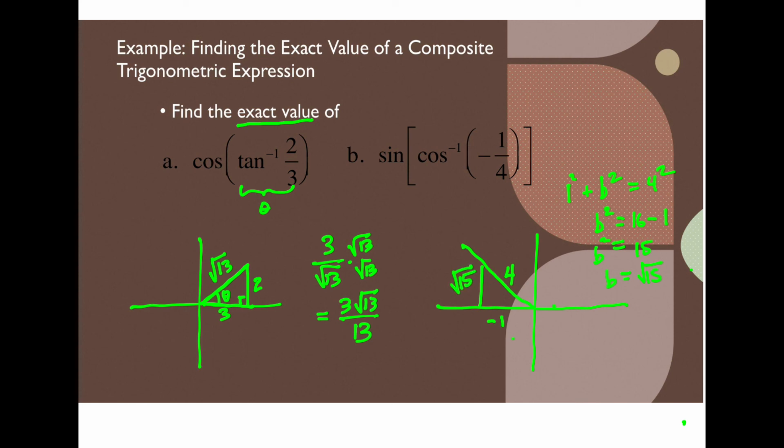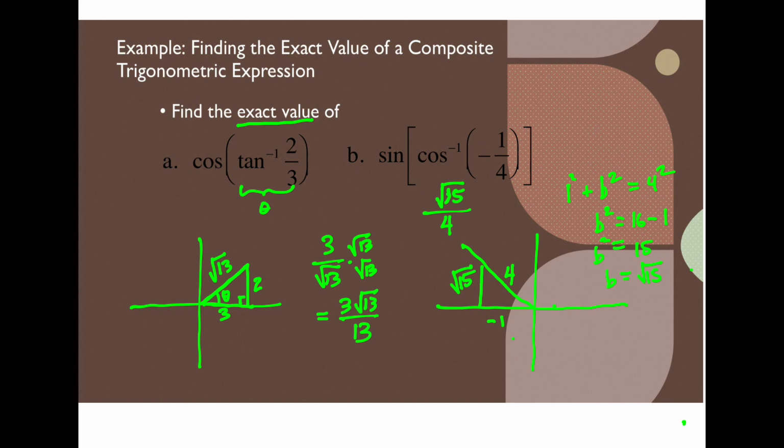It's the sine of the arc cosine of the negative. We know cosine takes the negatives into the second quadrant. And now we're looking to find the sine of this. The sine is opposite over hypotenuse. So the opposite is the square root of 15. So we have square root of 15, and that's positive. Sine is positive in the second quadrant there, over the hypotenuse, which is 4.